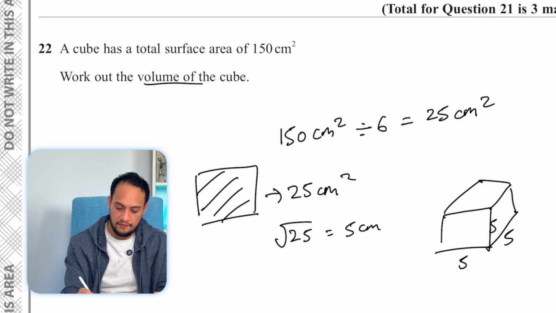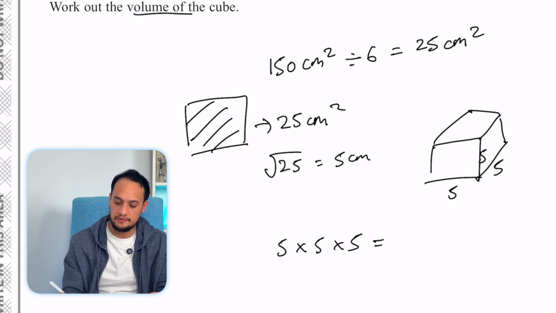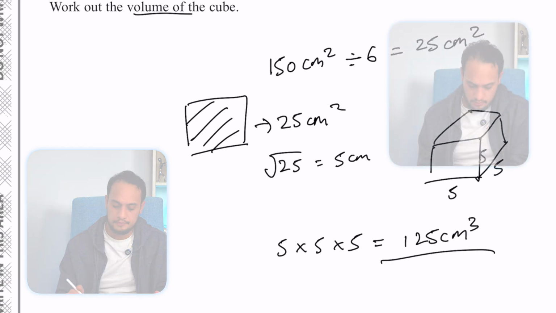And to work out the volume of the cube, which is what we need, we simply do 5 times 5 times 5. So 5 times 5 is 25, times 5 is 125. So we get 125 centimeters cubed as our volume.